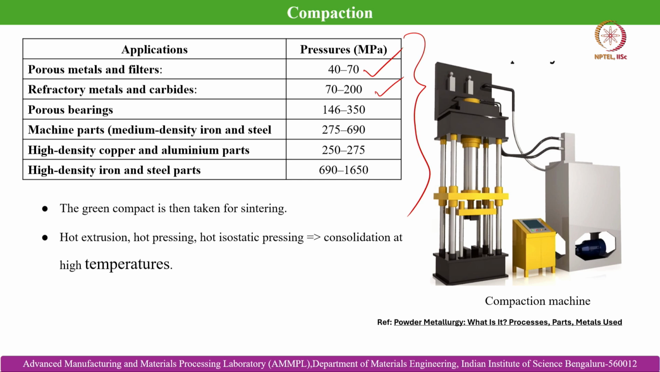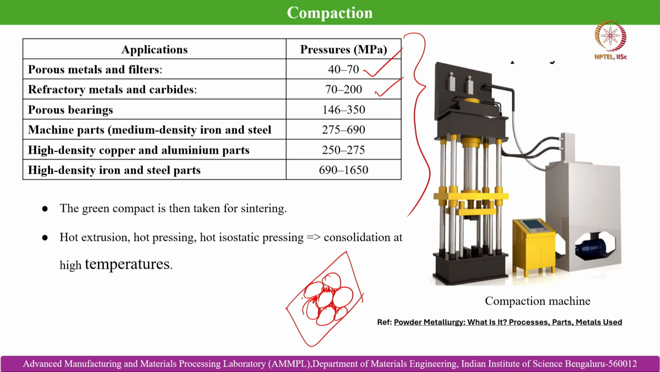Why is there a lesser pressure requirement in the case of porous metals or filters? Because the end goal is not to achieve a dense part, rather the end goal is to achieve a porous part, where the porosity present between the powder particles also serves the intended purpose of lubrication in the case of porous bearings.